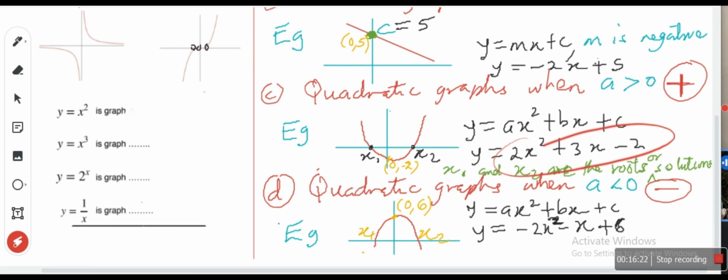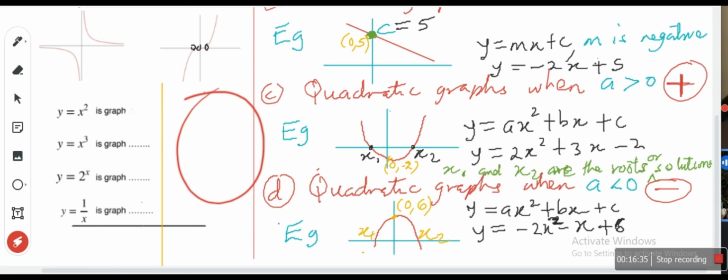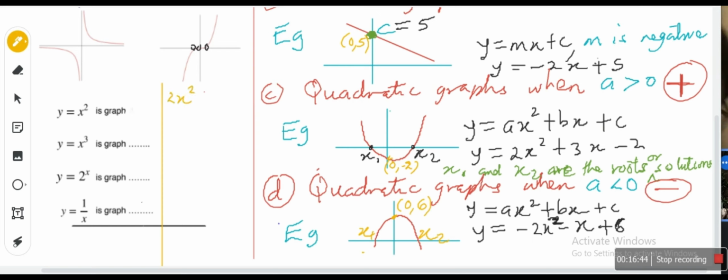This is factorizable. Can you quickly solve this by factorization? Can we squeeze it in here? See the space I created for it on the left hand side. Let me write the equation. 2x squared plus 3x minus 2 equals 0. I think it's factorizable, so let's solve it by factorization.